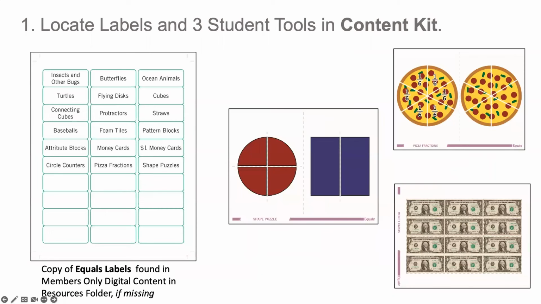The first step is to locate the pizza fractions, which are 6 pages, the shape puzzles, which are 14 pages, and the money cards, which are 16 pages, from the pack of student tools found within your content kit box. These tools are printed on perforated paper so they can be easily punched out and bagged. Place those pieces aside to be organized. You'll then want to locate the labels if applicable. If you do not have the labels, make sure that you print them from your members only content found within the resources folder.